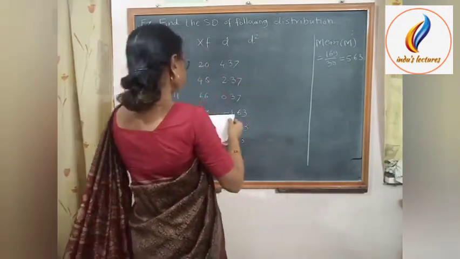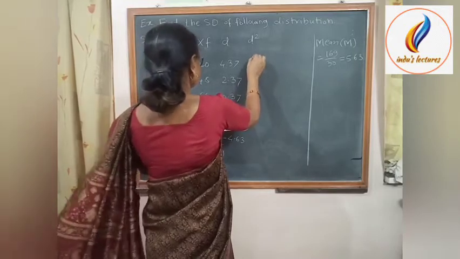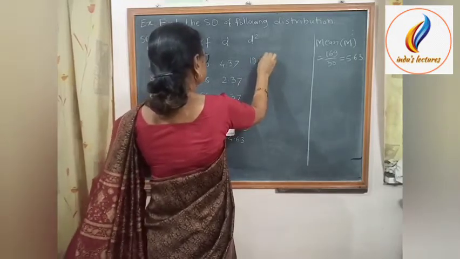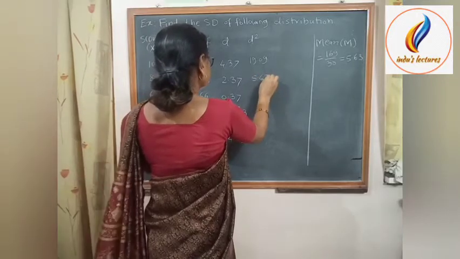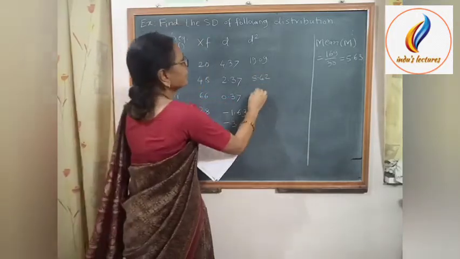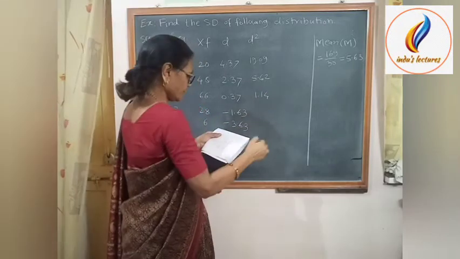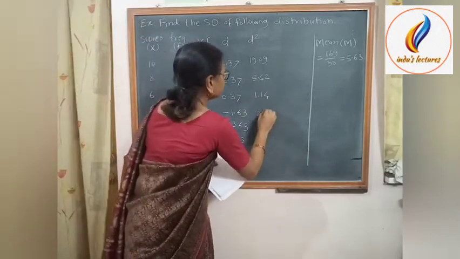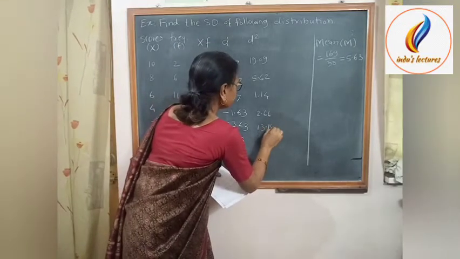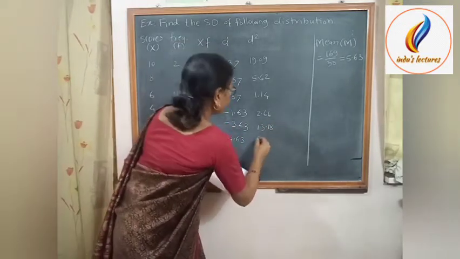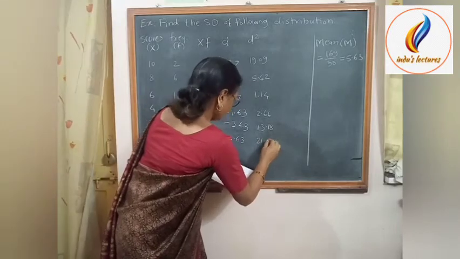If we find d square, then the first square is 19.09, then 5.62, 1.14, 2.66, 13.86, 18 and 21.44.